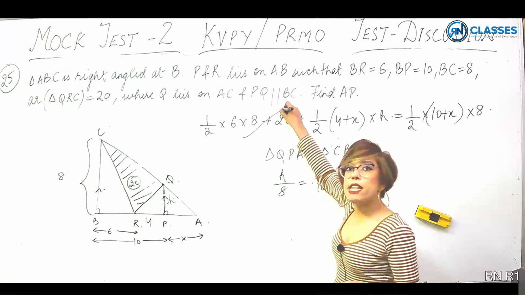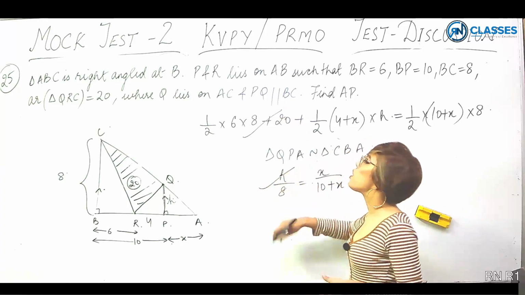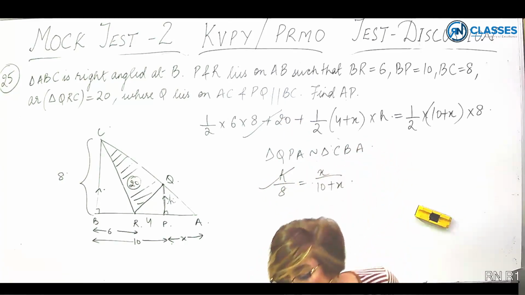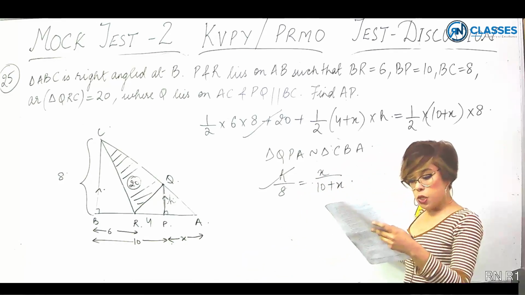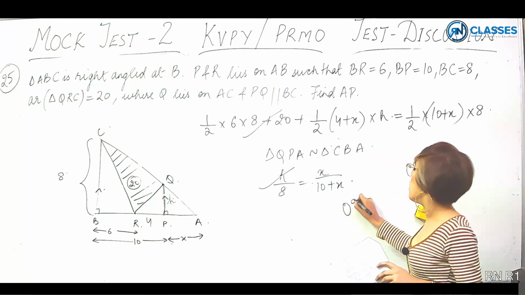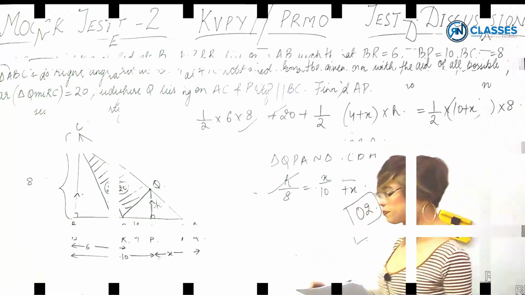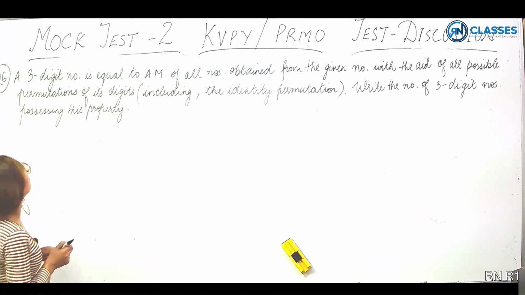A relation in h and x, you can find the value of x, which turns out to be 25th. 2, that is why your answer is 0, 2. Alright, on to the next one.